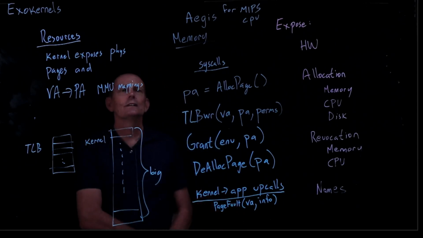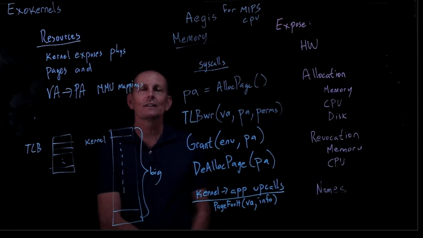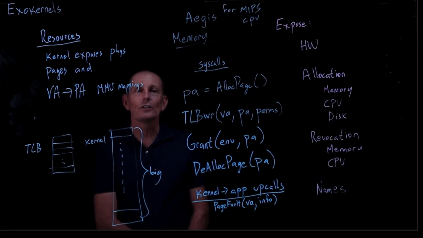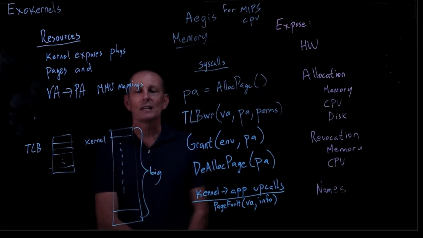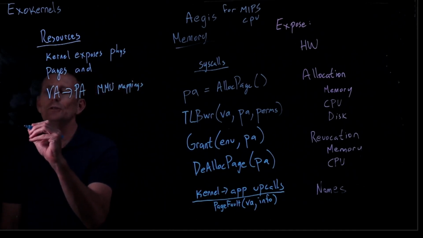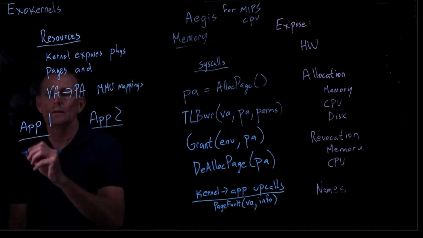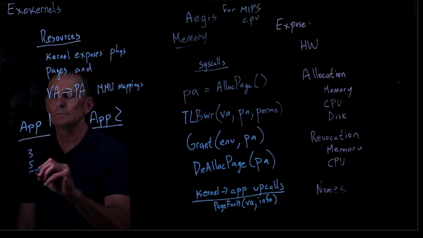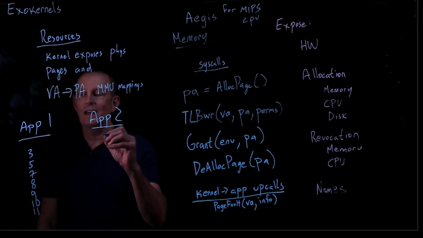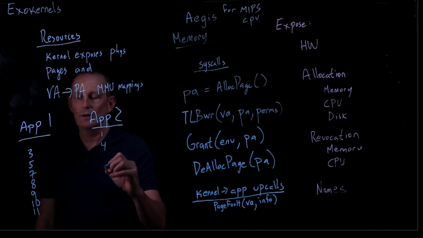How does this exokernel deal with the fact that memory may become in short supply? We may get a process down the road that needs to allocate memory, and it can't. So we call allocate page, and all the pages are allocated. What do we do? Well, it seems reasonable for the kernel to manage the set of pages that each application has. Let's say we have 2 applications, and we keep track of which physical pages are in use. Application 1 may be using 3, 5, 7, 8, 9, 10, and 11, and application 2 is using 1, 4, and 12.